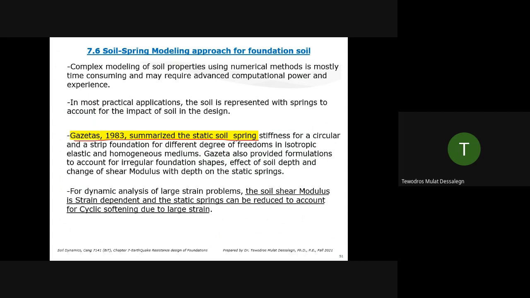Even if you design it for a static case, we know that the soil springs are dependent on the shear modulus of soil, and the shear modulus of soil is strain dependent for the dynamic case. The static case is when the strain is really, really low. The static spring can be reduced to account for cyclic softening due to large strain.